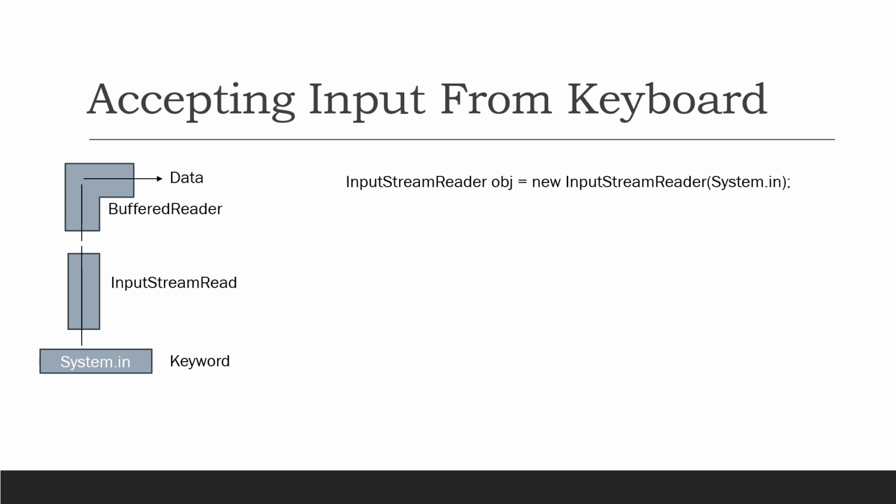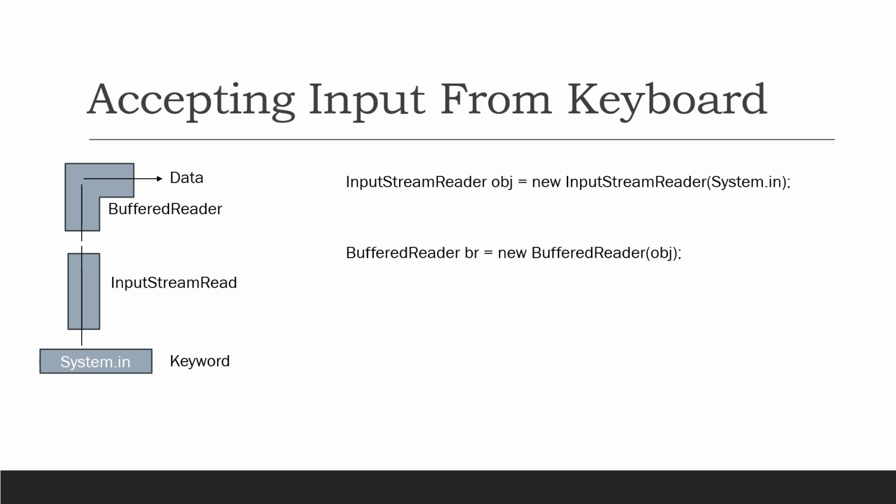And then the second thing is to connect the InputStreamReader to the BufferedReader, which is another type of input stream. We are using the BufferedReader as it has a method to read the data properly. So something like this: BufferedReader br equal to new BufferedReader, and then we pass that object, that is nothing but the InputStreamReader, right?